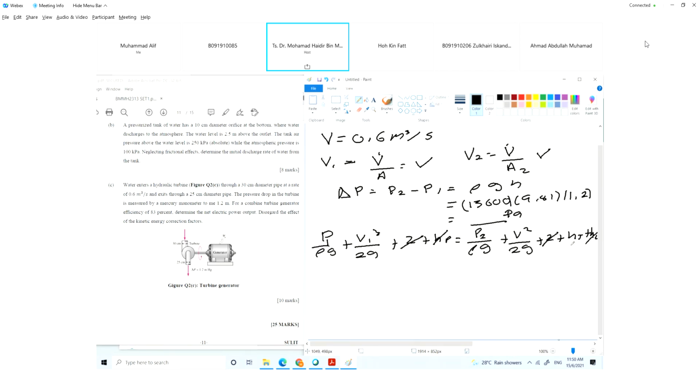V1 and V2, you already know the answer. But for P1 and P2, you didn't know specifically what P1 is and what P2 is, but you know P2 minus P1. So the equation now is V1 square over 2G minus V2 square over 2G equal to P2 minus P1 over rho G plus H turbine. So now you get the H turbine.